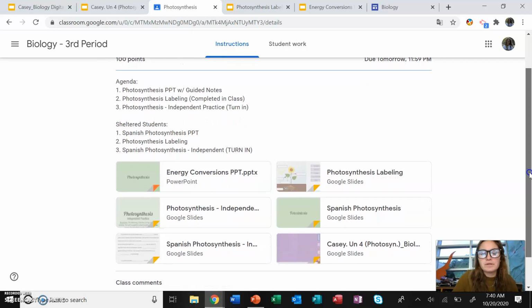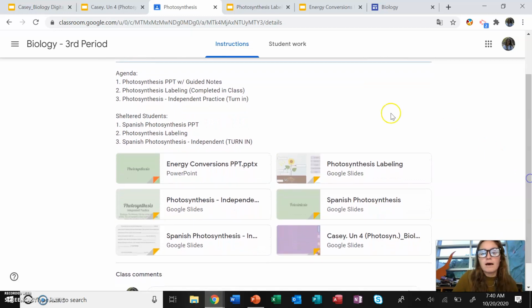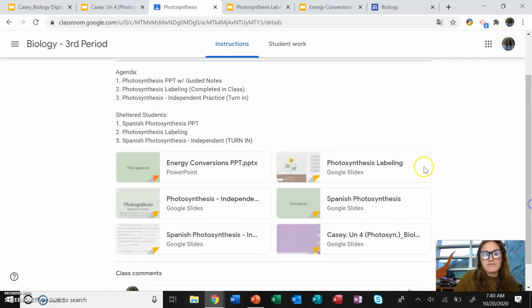So our agenda is photosynthesis PowerPoint with guided notes as usual. Those guided notes can be located down here at the bottom, this little purple box. They're also uploaded onto the class website. Then the next step is the photosynthesis labeling. That's just something that we're doing to organize our thoughts at the end of the lecture. I will have a separate small video going over the answers and the thought process behind those answers, but that is meant to be completed in class. The independent practice, which needs to be submitted, is titled Photosynthesis Independent Practice. I even put a little thing next to it that says turn in.